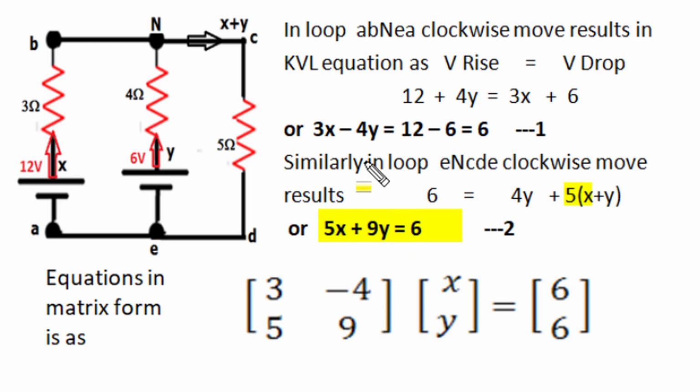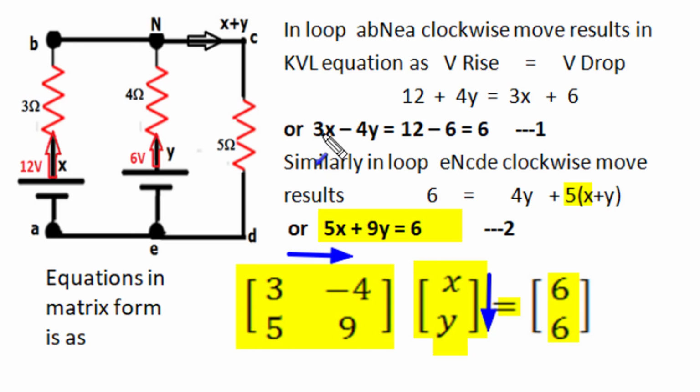When solved by the matrix method, we have to rearrange these equations in matrix form. The coefficients of x, 3 and 5, are placed in the first column, and the coefficients of y, minus 4 and 9, are placed in the second column. With this 2 by 2 resistance matrix, another matrix of the unknown currents x and y is taken, and the product of these two matrices is equal to the coefficient matrix 6 and 6 of these two equations. As we know, in matrix multiplication, the row elements of the first matrix are multiplied with the column elements of the second matrix. So 3x minus 4y equal to 6 becomes our first equation, and similarly 5x plus 9y equal to 6 becomes our second equation.